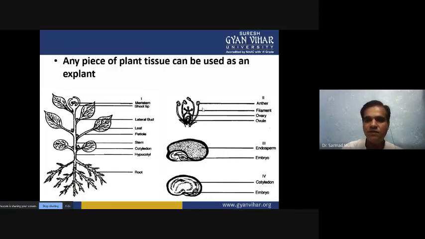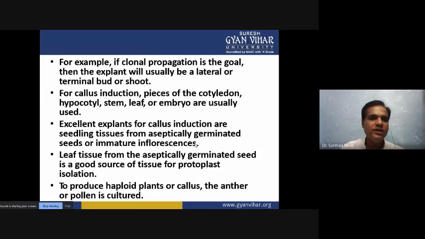Sometimes if we culture the anther or ovule, we can produce haploid cells. Endosperm culture or embryo culture we can also do, if it is available and suitable for micropropagation. If clonal propagation is the goal, then the explant will usually be a lateral or terminal part of the shoot. Clonal propagation requires a very specific type of explant, and for that we utilize the terminal and lateral parts for propagation.